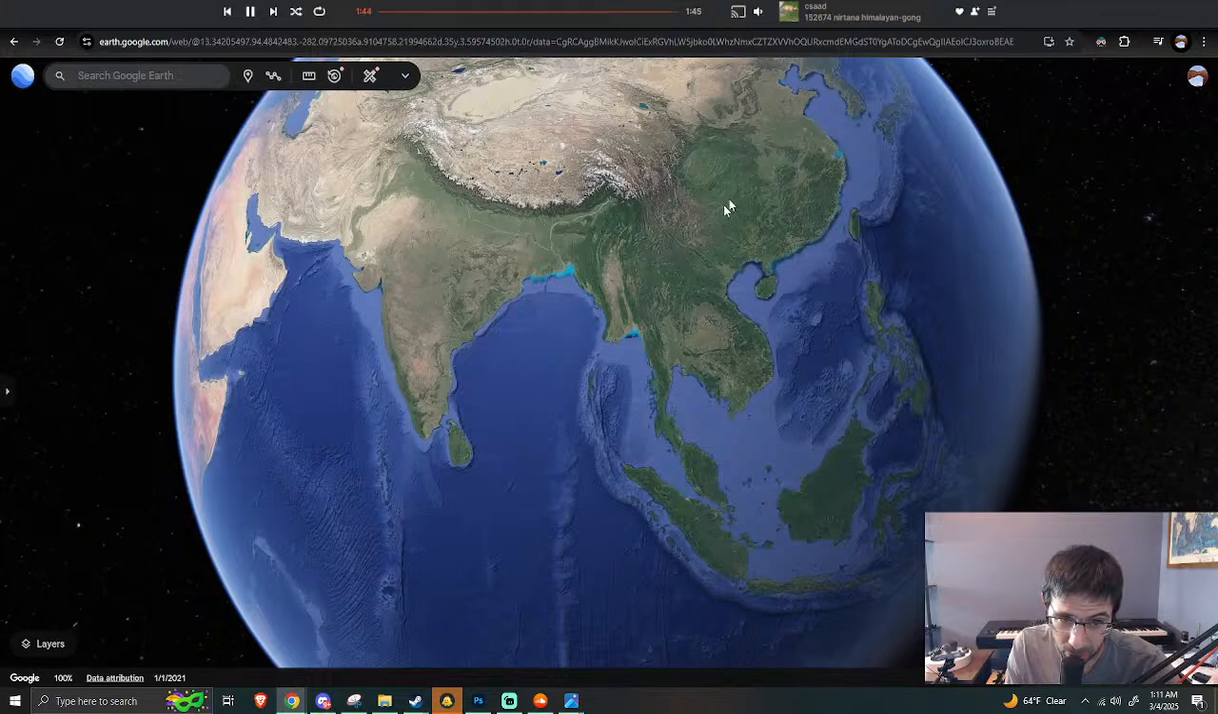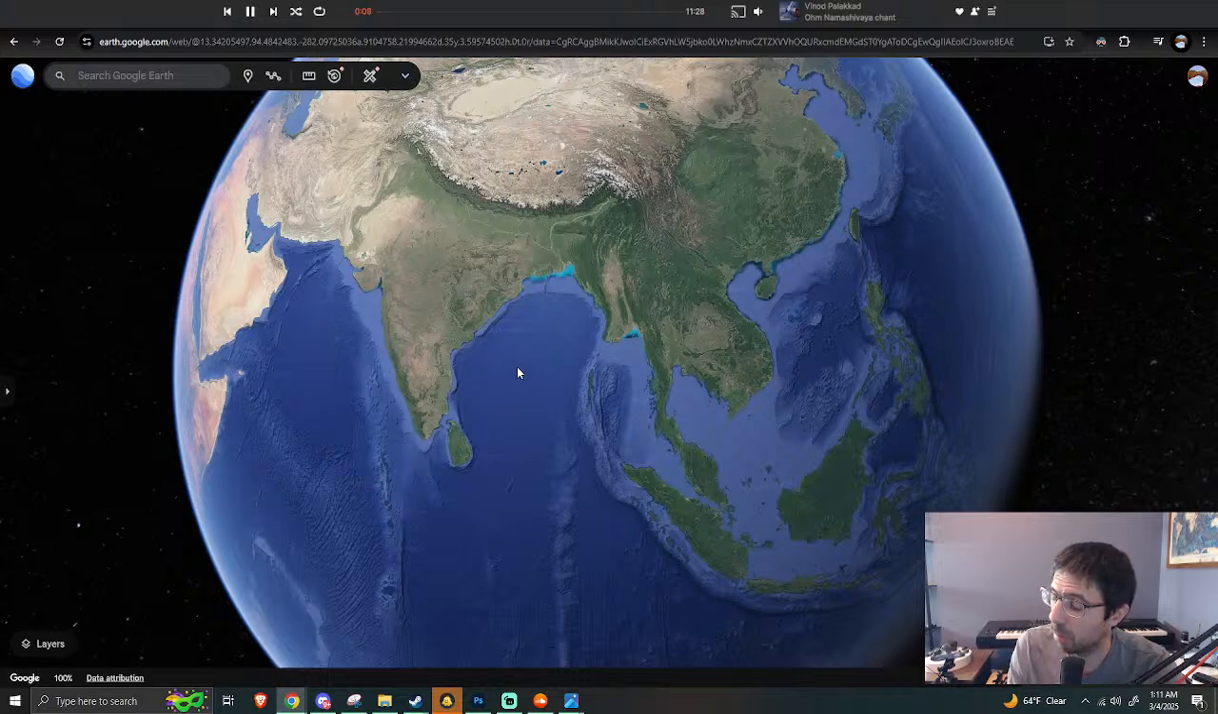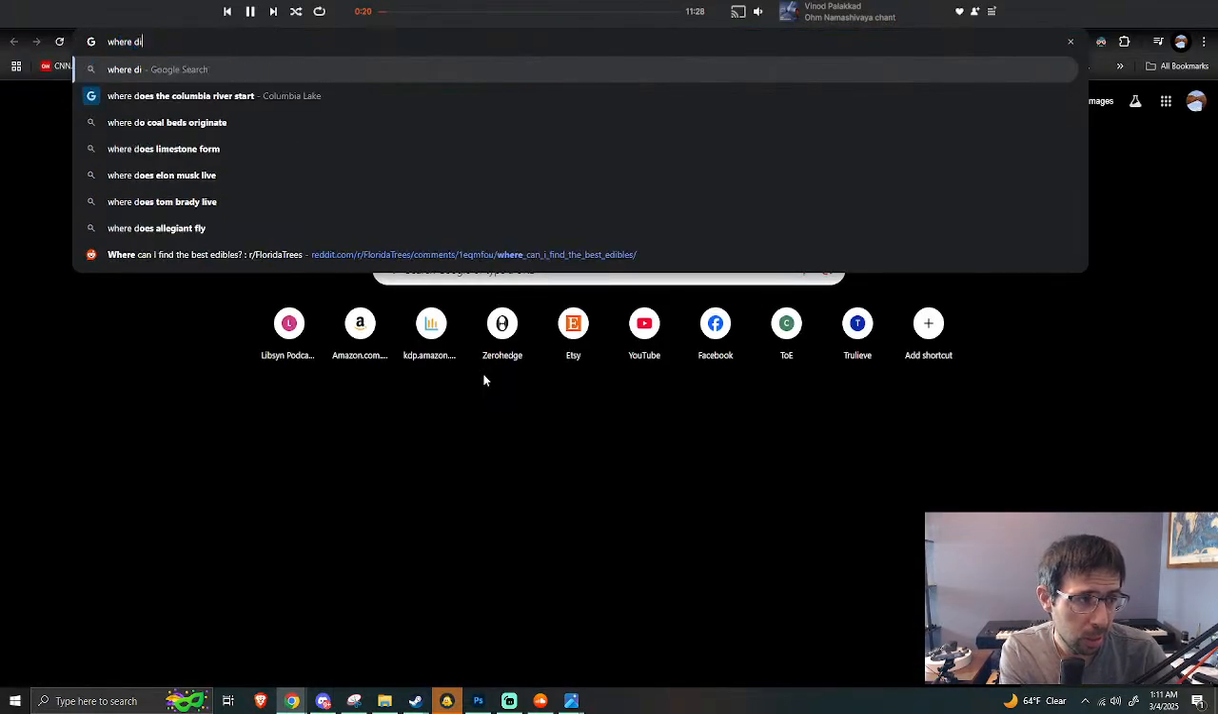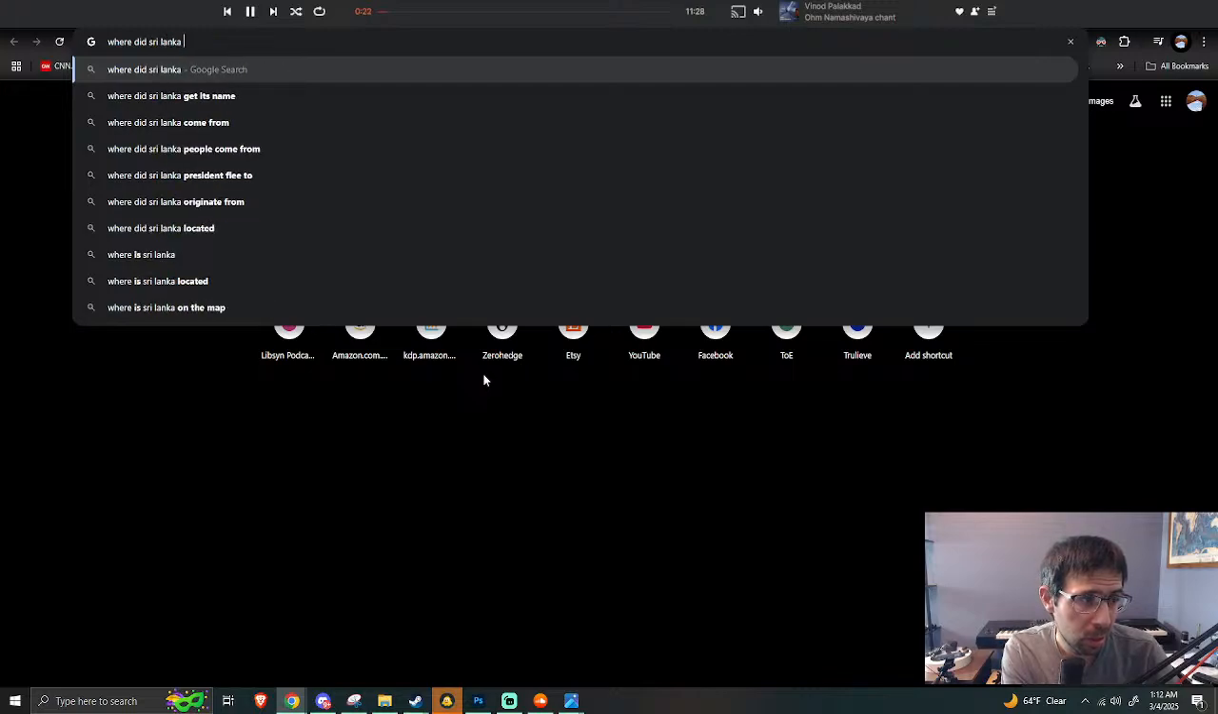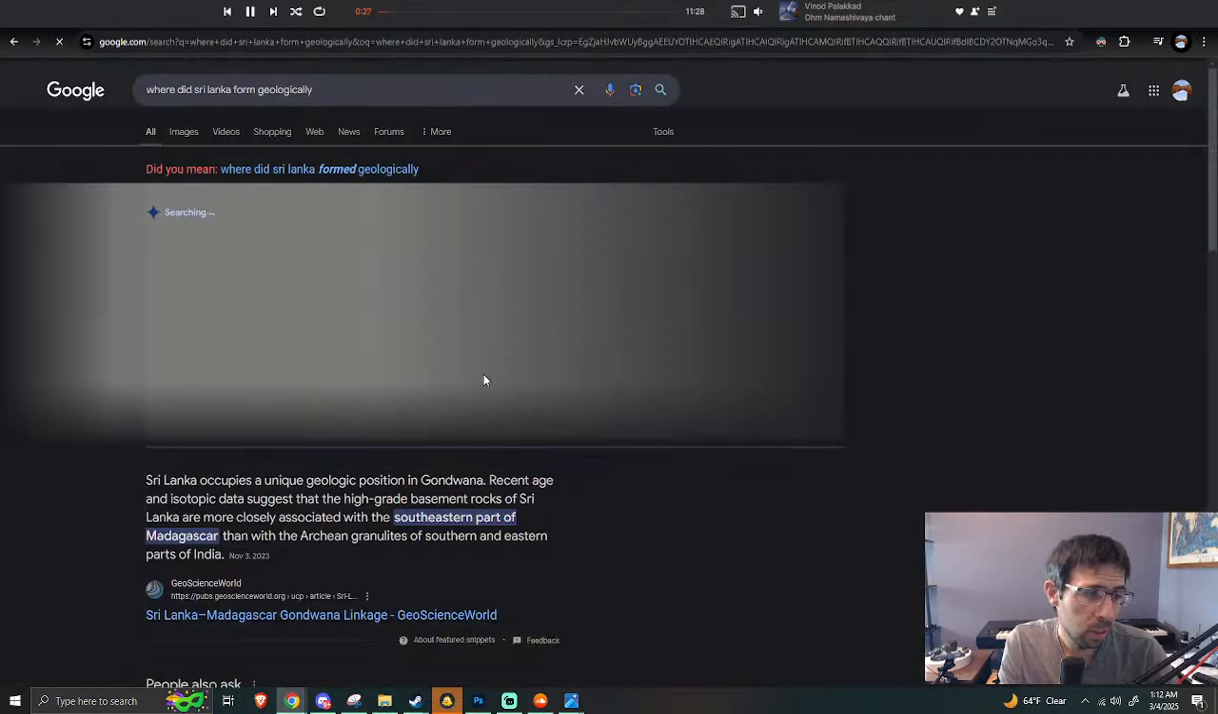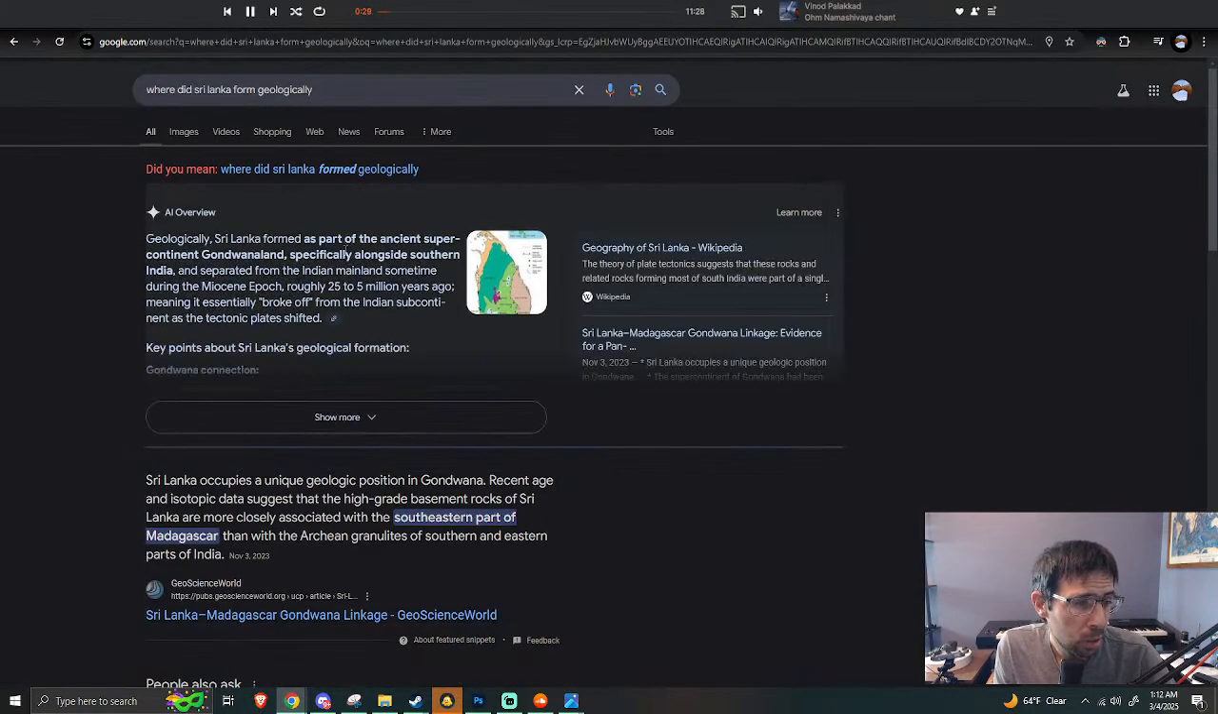and then is deflected this way, so that it basically flows over this way, moving Sri Lanka, which probably moved relative to where it is, and relative to India. I don't know the history of Sri Lanka completely. Where did Sri Lanka form geologically?